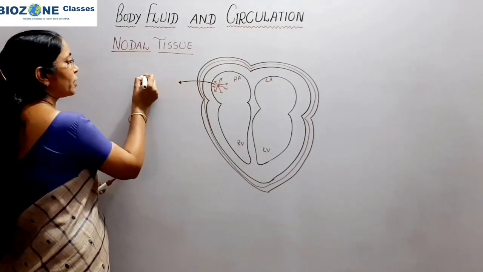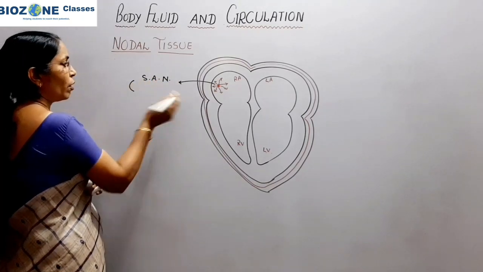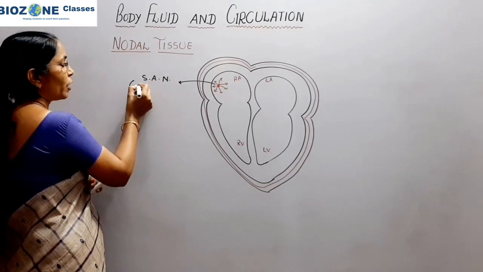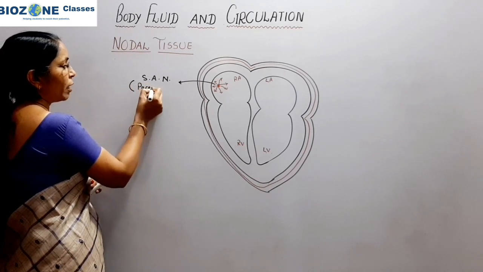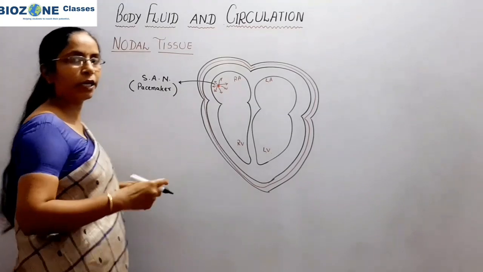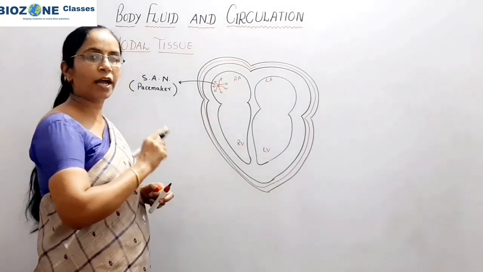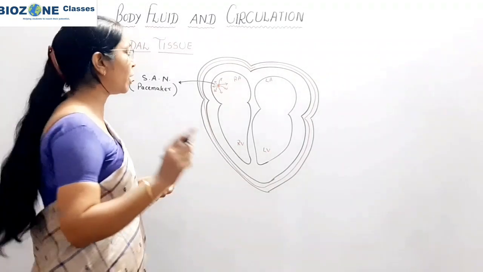So this is called the sino-auricular node, or as we already mentioned, the natural pacemaker of the heart, because the heartbeat is generated, or the action potential is generated, with the help of the sino-auricular node or atrial node.